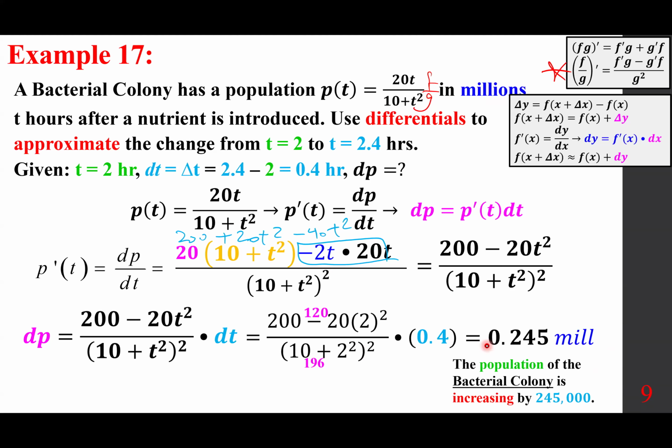Can we find the exact answer? Well, yes. Just plug in 2.4 and then plug into the difference. So delta P is P of 2.4 minus P of 2. I'm going to leave it for you to verify. It's 0.189, which means 189,000. This is 0.189 million.